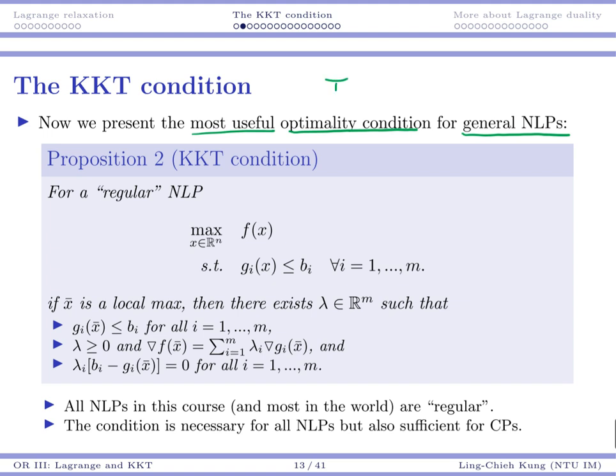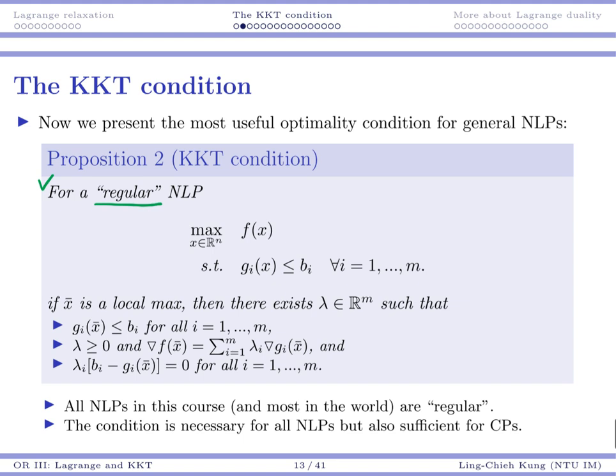Here, this is going to be something similar to the first order condition for unconstrained problems. Now you may consider the KKT condition as the first order condition for constrained optimization. Okay, so let's see what this is. It's going to be a little bit more complicated, but let's try to do it slowly. For a regular nonlinear program, let's ignore this regular term for a while.